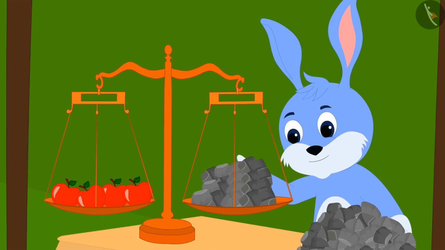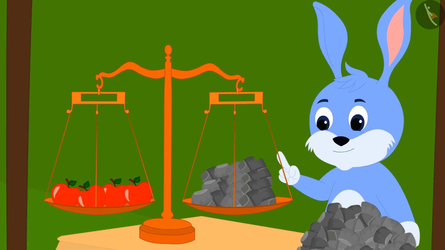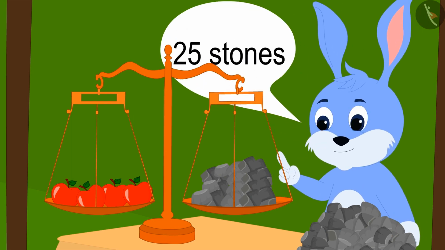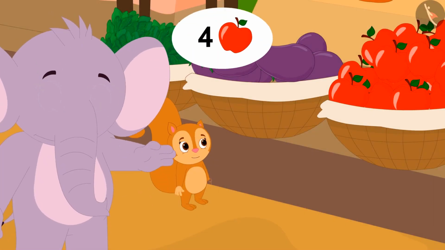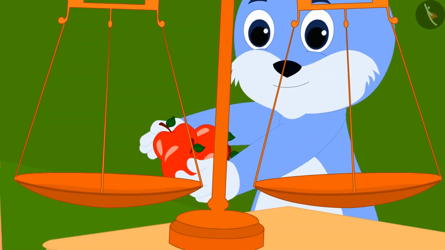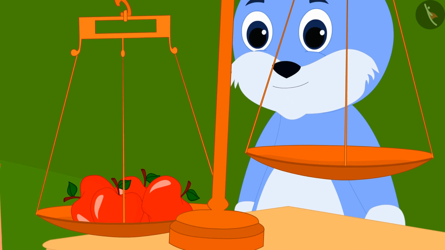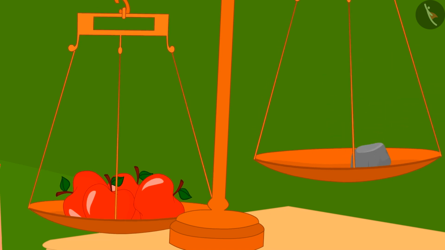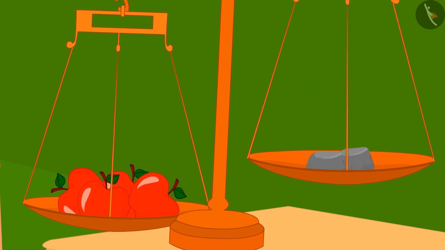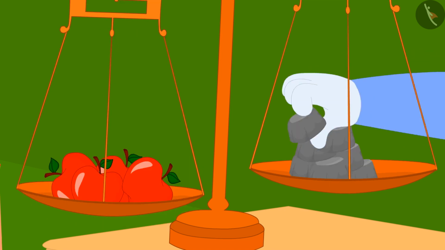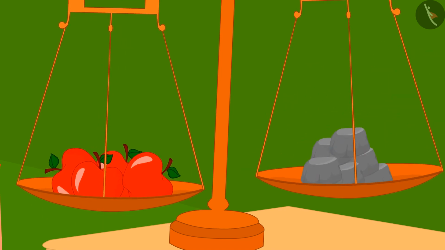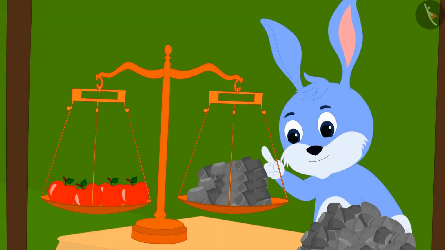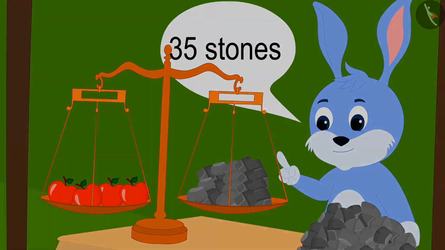When he counted the stones placed on the scales, he found that 4 apples of Chanda were equal to 25 stones. Now Appu also took 4 apples. Bunny once again placed 4 apples of Appu on one side of the scale and started placing stones on the other side of the scale. This time, when both the scales came to same level, there were 35 stones on the scale.